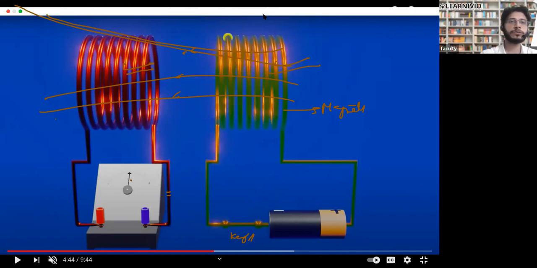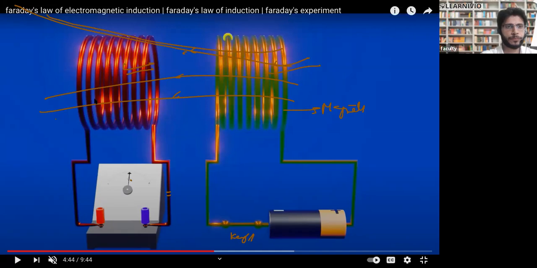Okay, now doubts. Abdullah, any doubt in Faraday's law? No, sir, all clear. Fatma? No doubt, sir. Nazira? Sir, it's clear. Okay.